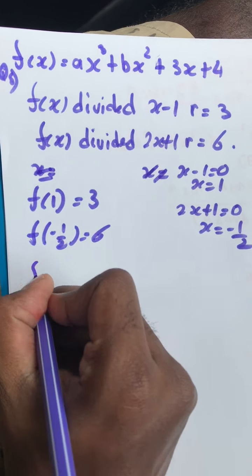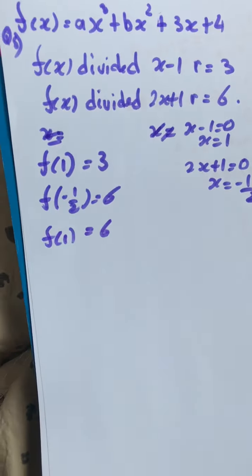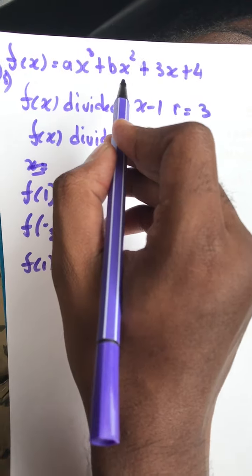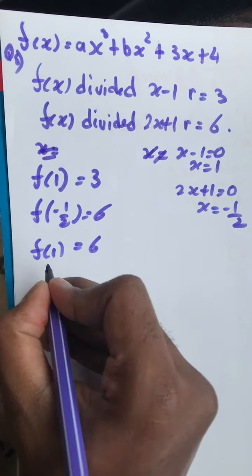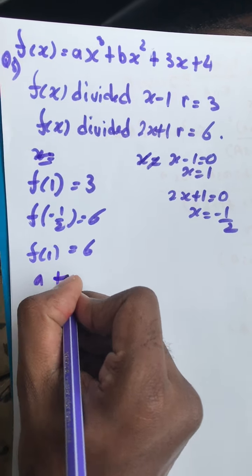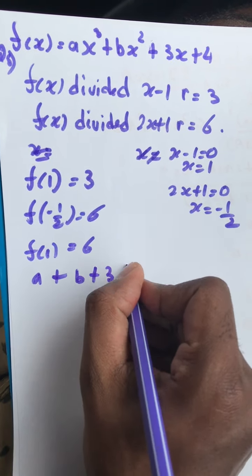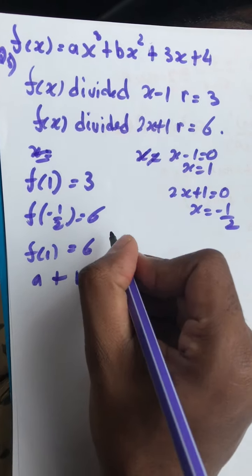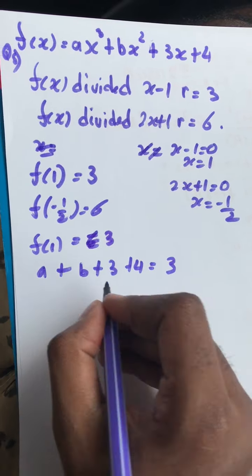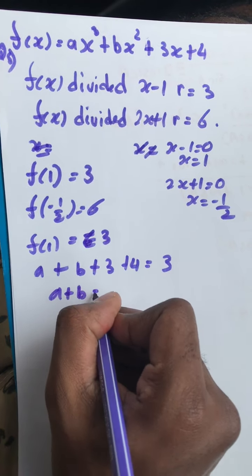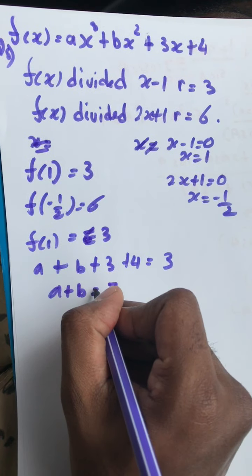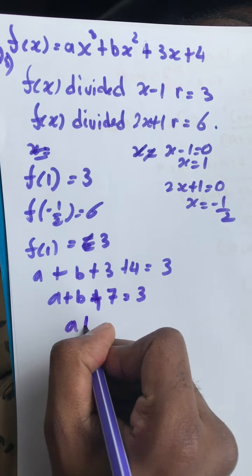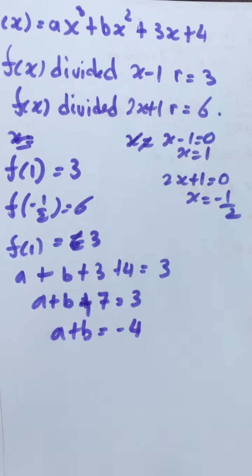So I'm going to do f(1) first. I'm going to replace x inside here: 1 cube plus 1 square plus 1, so we don't need to write that, we can directly write a plus b plus 3 plus 4 equals 3. This one is not 6, this one is 3. So a plus b plus 7 equals 3, so a plus b has to be negative 4.